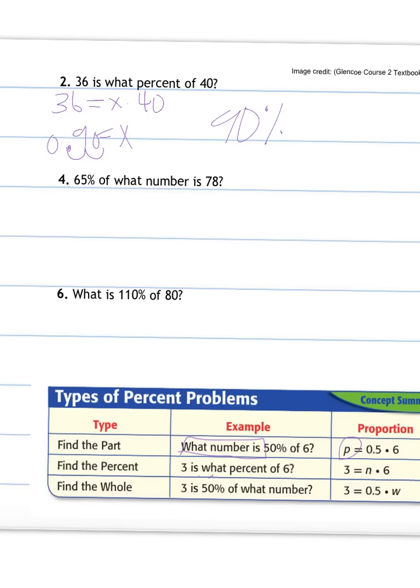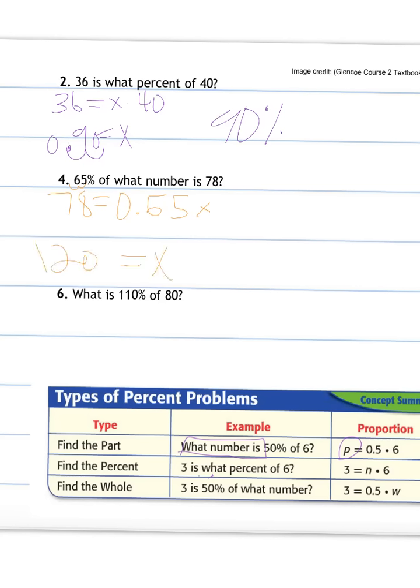65% of what number is 78? So is equals percent, move it into a decimal, 0.65 of what number? So that's where we put our variable. So now 78 divided by 65 hundredths, x equals 120.